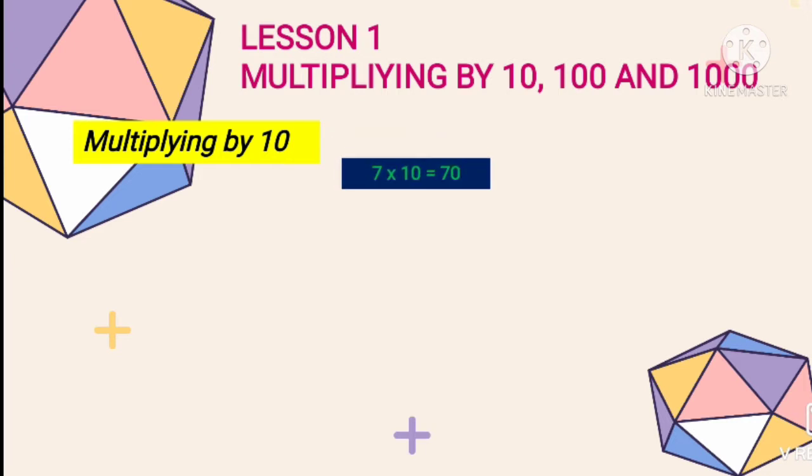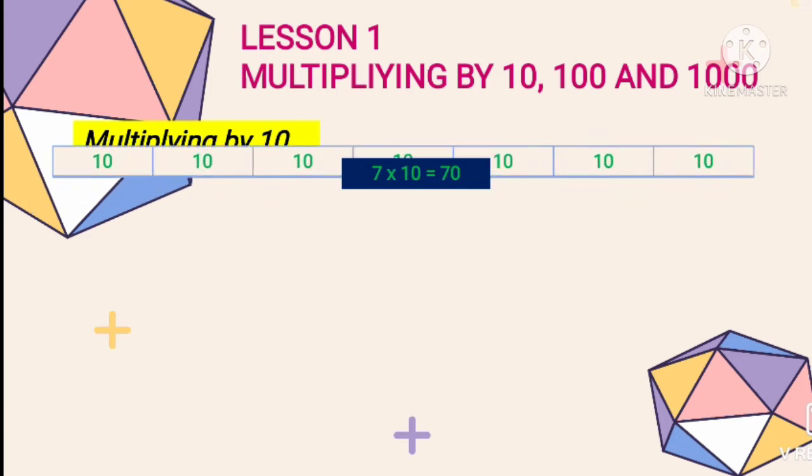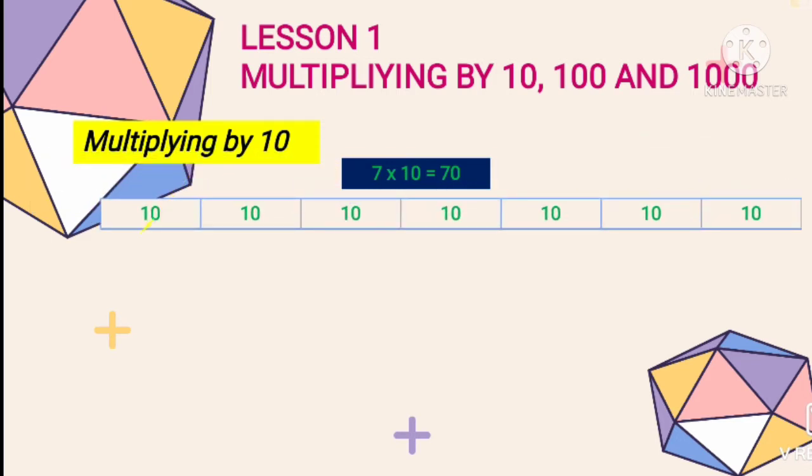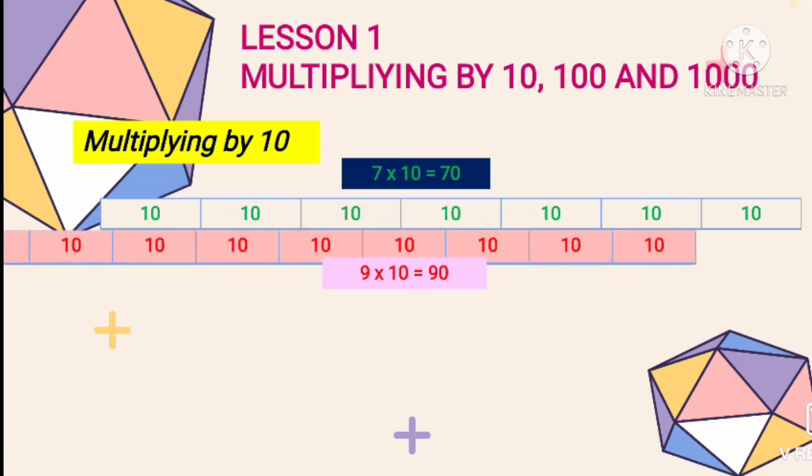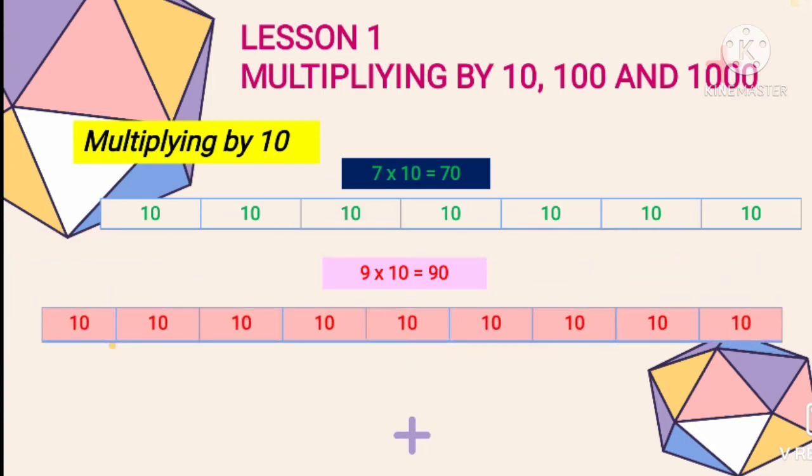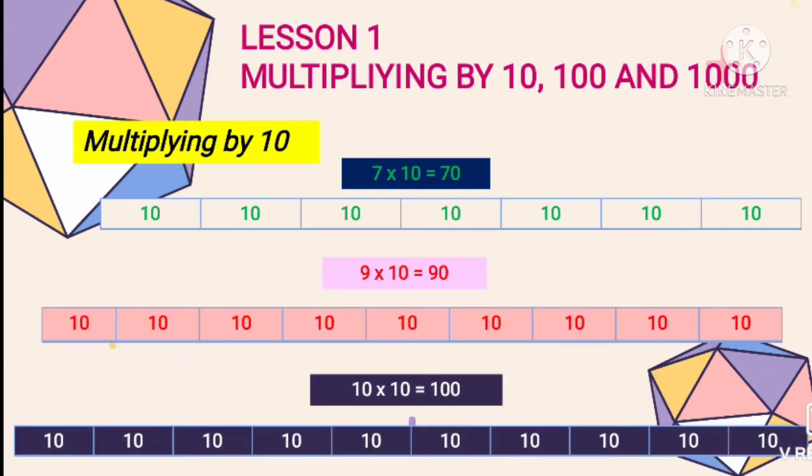7 times 10 becomes 70. So there are 7 times of 10 becoming 70. 9 times 10 equals 90. So there are 9 of 10. 10 times 10 is 100. So there are 10 times 10.